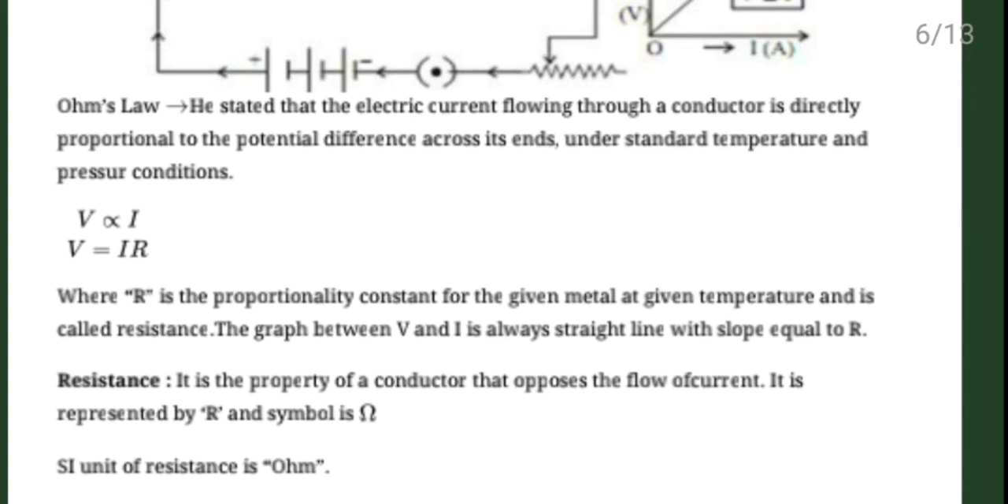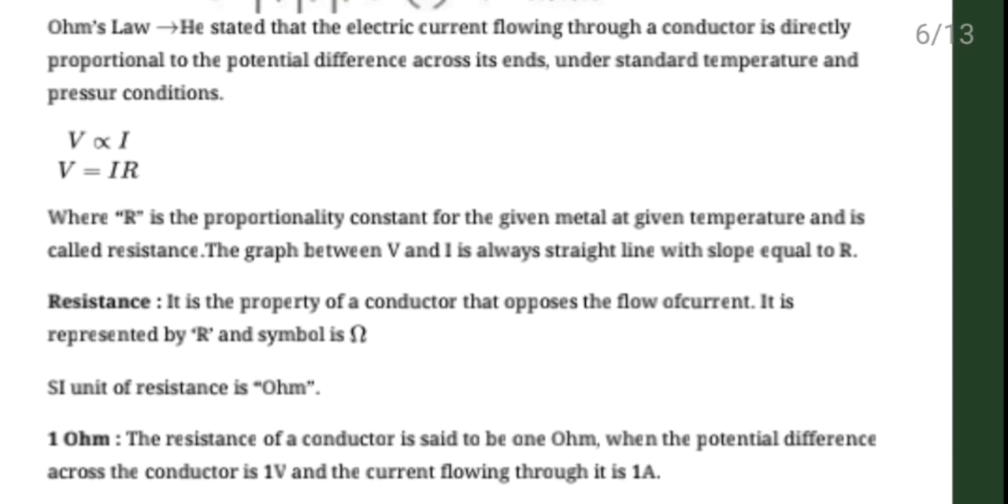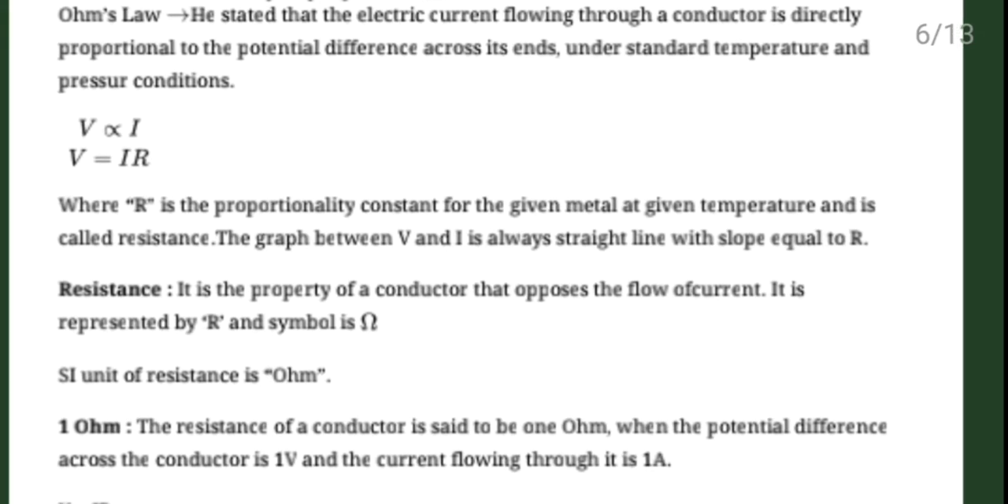Resistance is the property of a conductor that opposes the flow of current. It is represented by R and its symbol is ohm. Now, the SI unit of resistance is ohm. So you need to remember the SI unit of resistance is ohm.